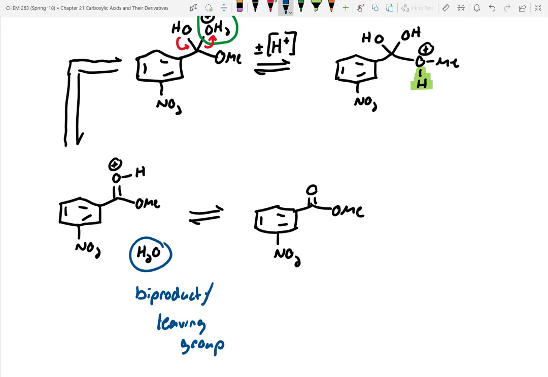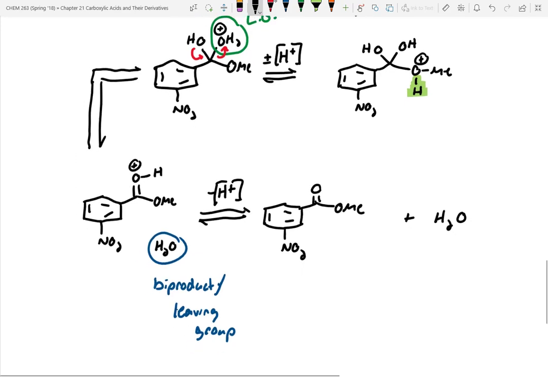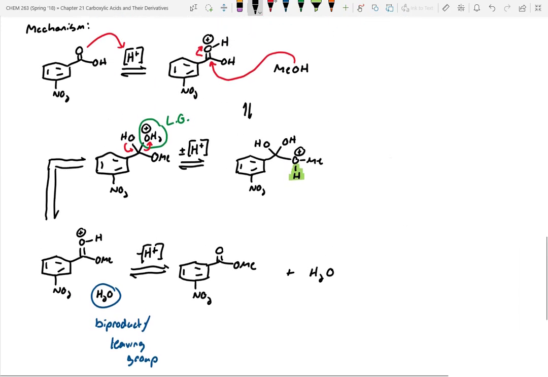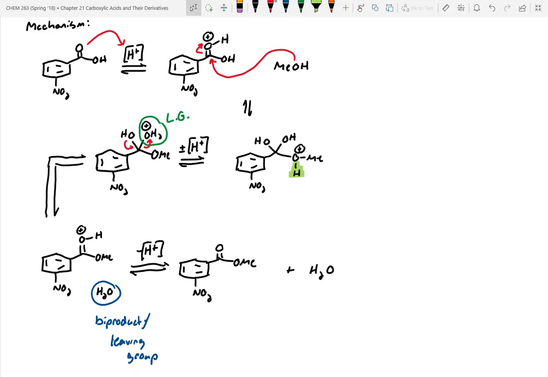And in the very last step, all we're going to do is deprotonate this. So I'll write -H+. So there's a lot of stuff going on in this reaction. A lot of stuff that's easy to overlook. The first of which is water is a byproduct and everything's under equilibrium conditions. Okay, so let's zoom out and look at the full mechanism.